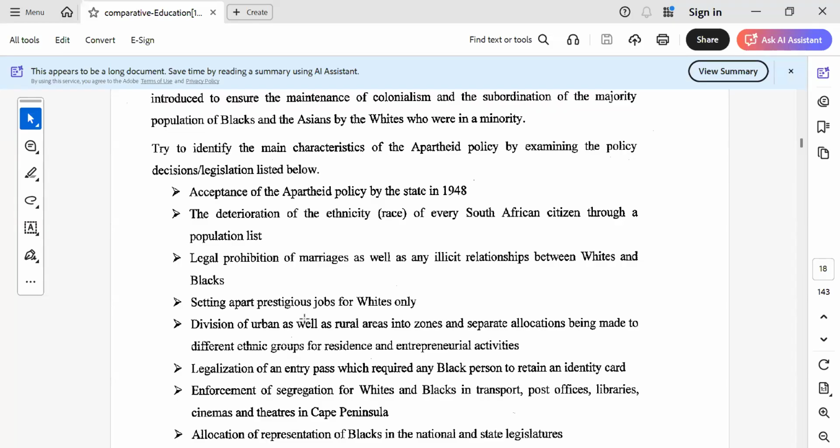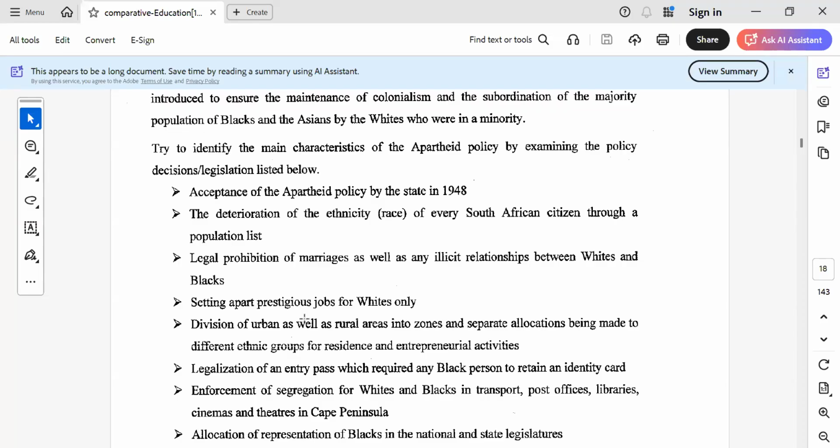Even in Sri Lanka, each and every person has to have the identity card, right? So enforcement of segregation for whites and blacks in transport, post offices, libraries, cinemas, and theaters in Cape Peninsula. So under apartheid policy, the transport, post offices, libraries, cinemas and theaters, they have the separate policy.